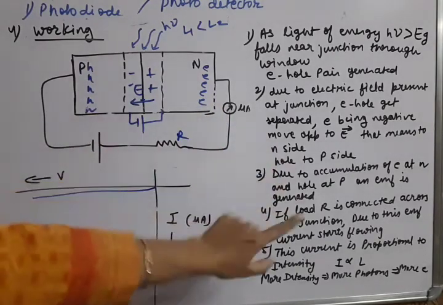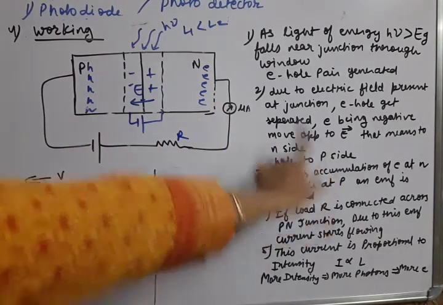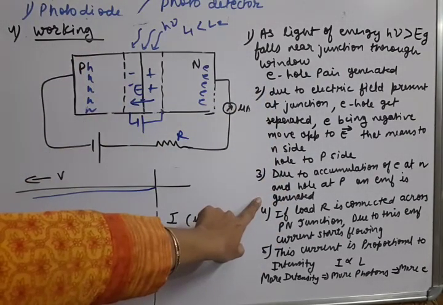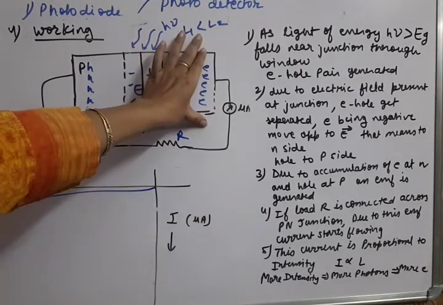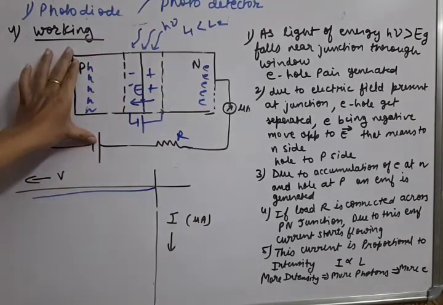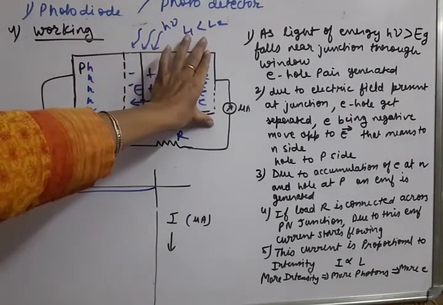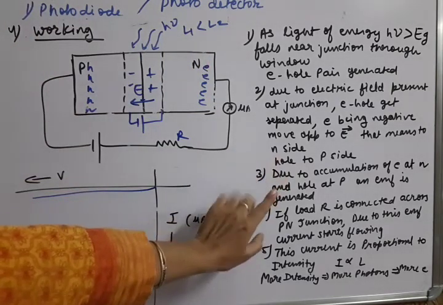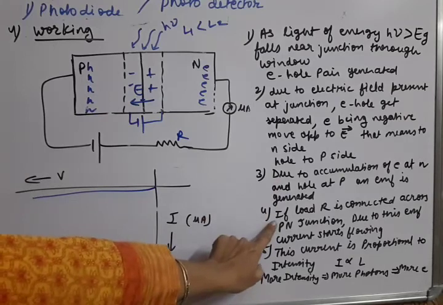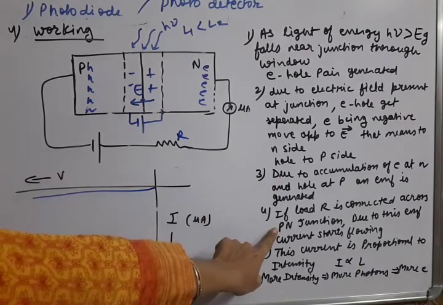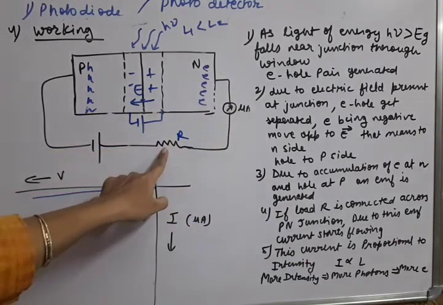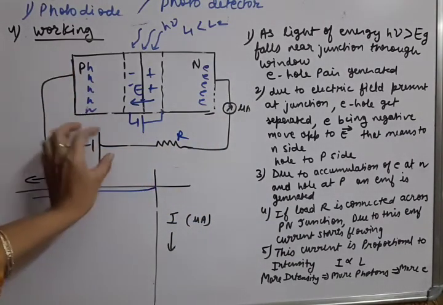Okay, separation done. Now, due to accumulation of electrons at N and holes at P, an EMF is generated, because electrons are all negatively charged and holes are positively charged. So much negative charge here, so much positive charge here. We can write in short that EMF is generated. If the load R is connected across the PN junction, then due to this EMF current starts flowing. So now one load is connected and this is a small battery.